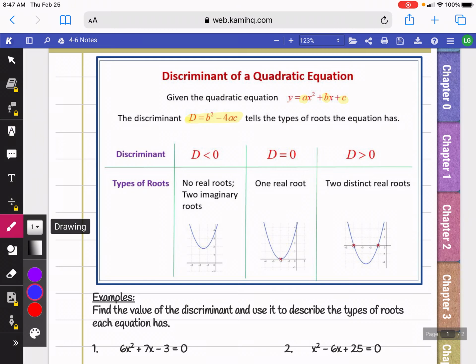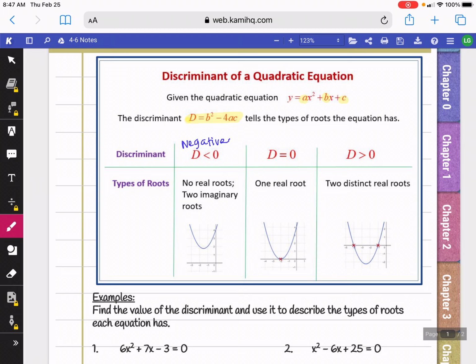So if your discriminant is less than 0 or negative, then you're going to have no real roots. You're going to have two imaginary roots. On a graph, that would look like a parabola that has no x-intercepts. If your discriminant is equal to 0, then you're going to have one real root. That would look like a parabola with a vertex on the x-axis.